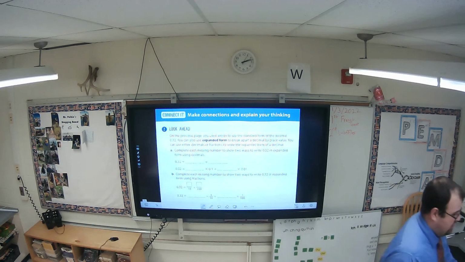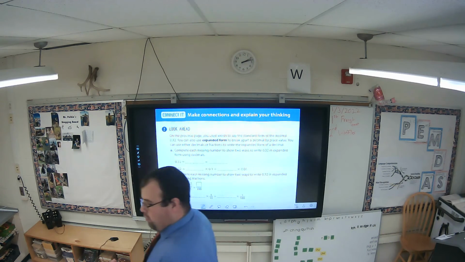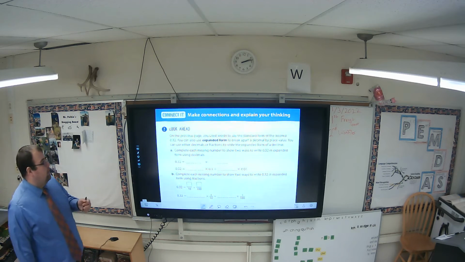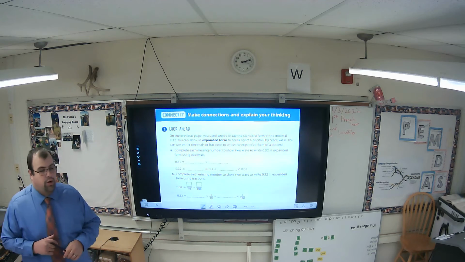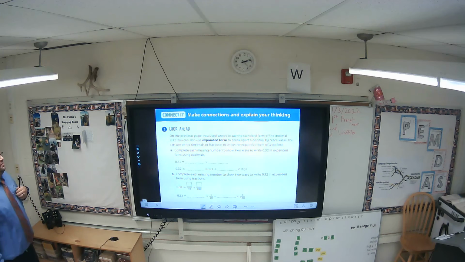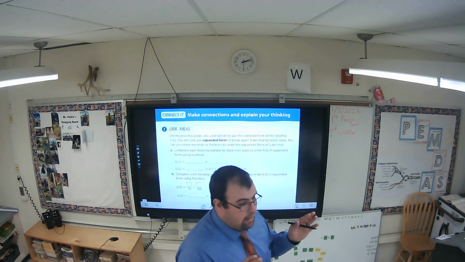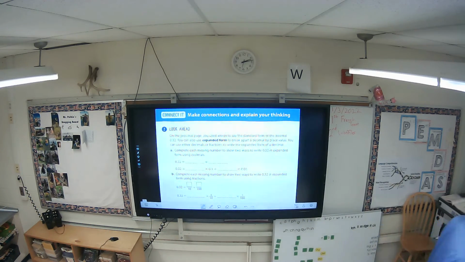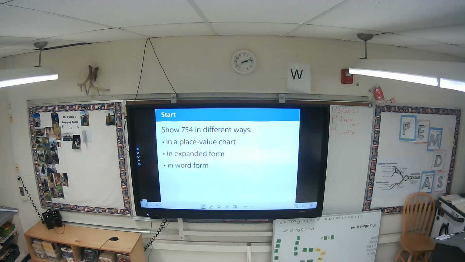Expanded form with decimals is a little bit different than expanded form for our normal whole numbers, right? So let's look at it. On the previous page, you used words to say the standard form of the decimal 32 hundredths, or 0 and 32 hundredths. You can also use expanded form to break apart a decimal by place value. Is that how we do expanded form with whole numbers? We break it apart by place value?